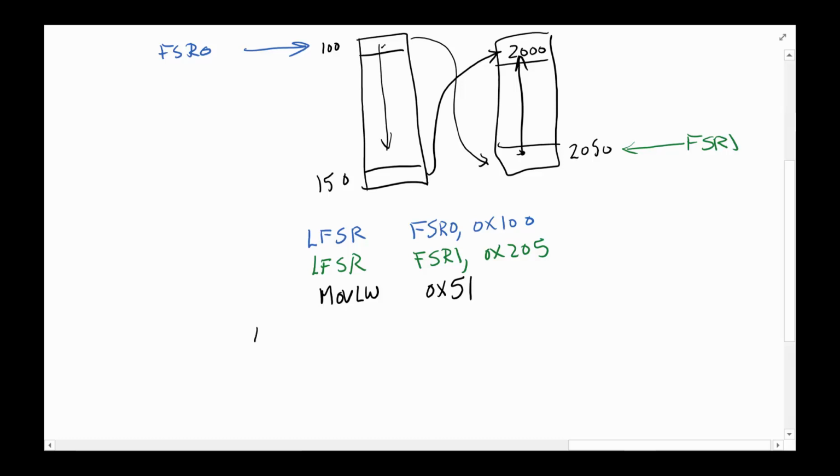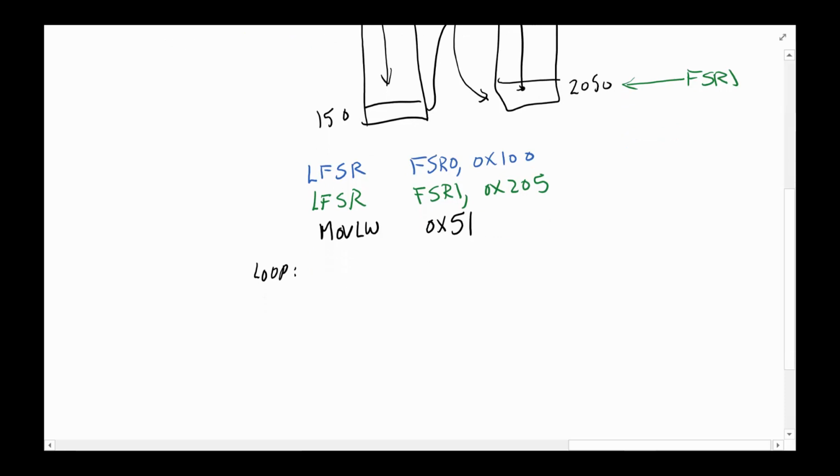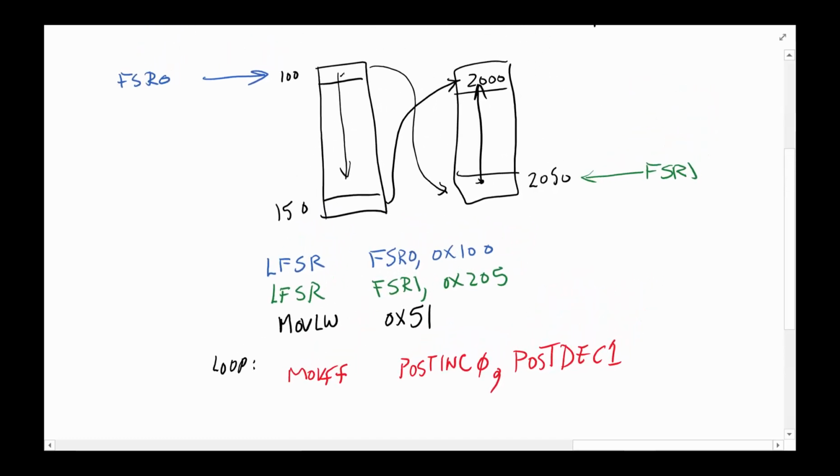Then I'm going to have a little loop. And what I'm going to do is, look, this is a pretty awesome instruction. I'm going to say move FF, and I'm going to do post increment 0, comma post decrement 1. And this is a very innocent looking instruction, but it's a pretty powerful one.